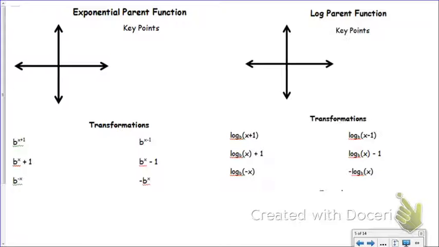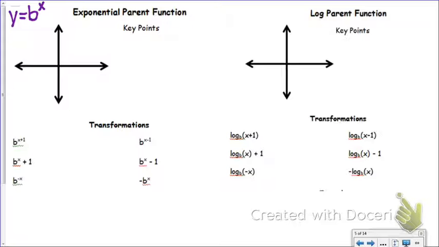So first of all, let's look at the exponential parent function. The exponential parent function would be something along the lines of y equals b to the x power, where b is your base, and that base can be any number, except we're not going to see it as 1. If b was 1, 1 to any power is always going to be 1, so that's not actually going to give us an exponential function as a result. That would just be a linear function.